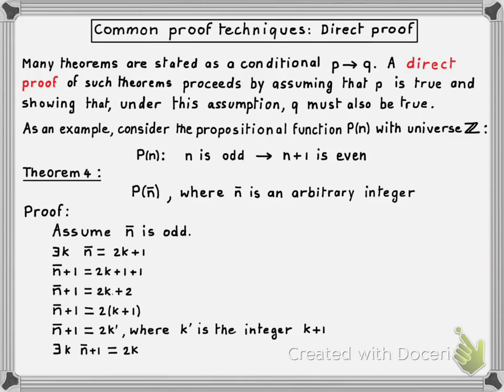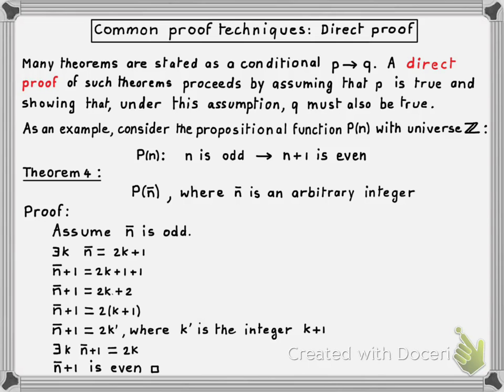So now we can use existential generalization to infer that there must exist a k such that n bar plus 1 is equal to 2k, and the particular value of k in this case is k prime. But that is just the definition of being even. In other words, we just proved that n bar plus 1 is even. And that's the conclusion of the conditional that we're trying to prove.